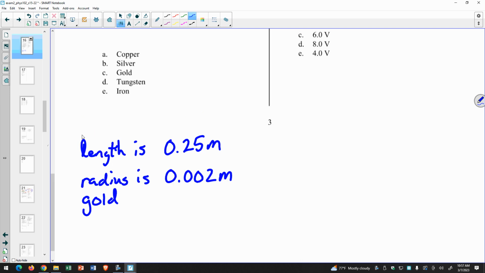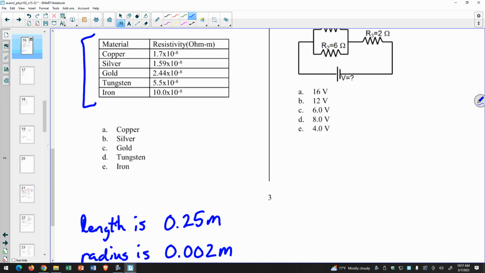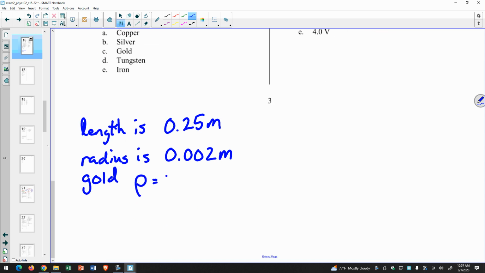And in that case, I should refer you back to this chart. When you refer back to that chart, I find that the resistivity is 2.44 times 10 to the minus 8 ohm meters. And then I ask you two questions. I ask you first, what is the resistance? The first thing you need to do is figure out the area. So the question would say, you have a gold wire that has a length of 0.25 meters and a radius of 0.002 meters. What is the resistance?